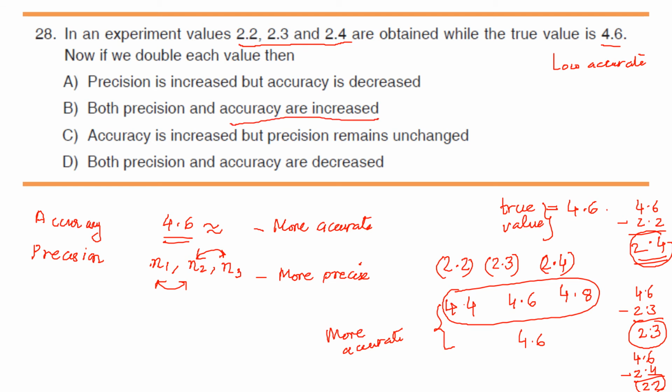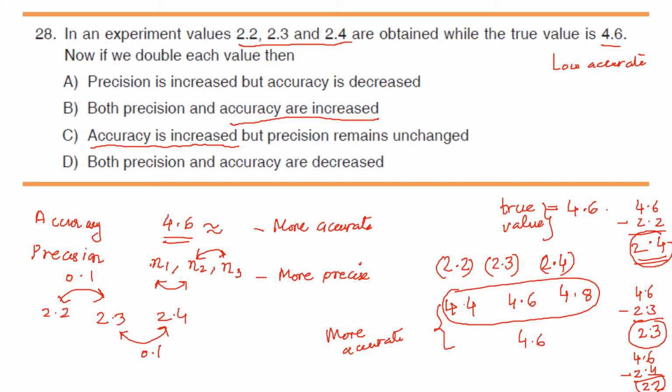Okay, accuracy is increasing. So you are having two options with this answer. That is, accuracy is increasing when you double different value. Now what happens to the precision? That is, the different experimental values are 2.2, 2.3, 2.4, etc. Now when you consider the difference between these two values, it is 0.1. Here also the value is 0.1. So the degree of agreement between the value comes around 0.1.